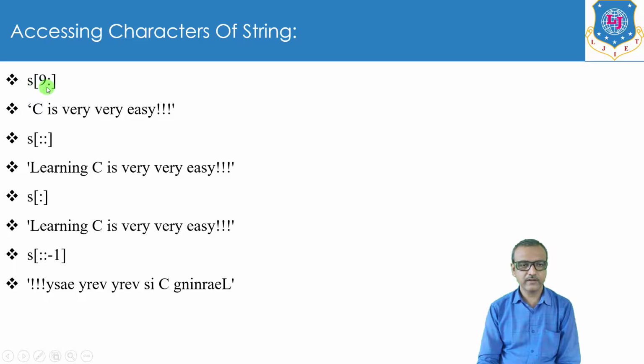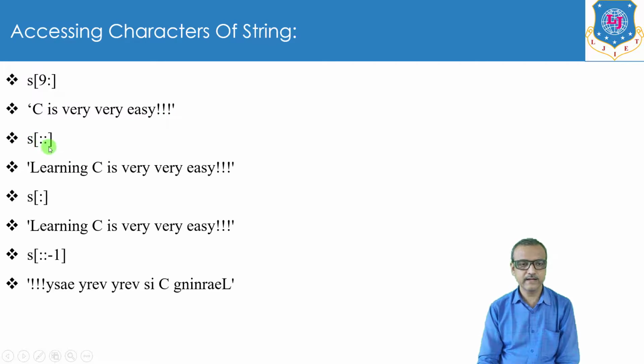Now S[9:]. See, here it will start from index number 9 and the end index is not defined, so it will print all the characters till the end, and at the same time the step size is also not defined, so it will take step size as 1. So it will print the characters like this from C onwards till the end of the string.